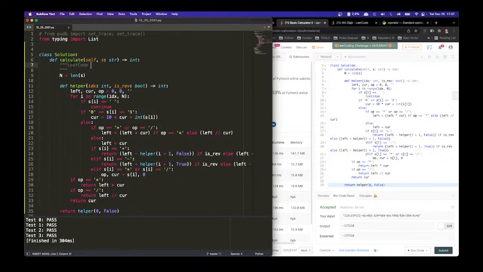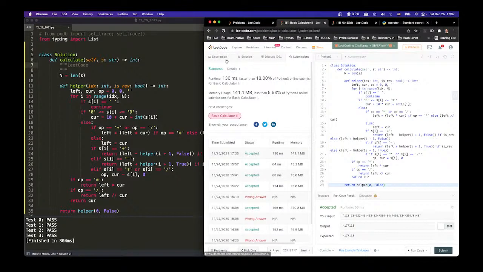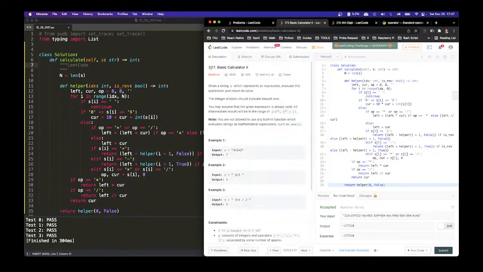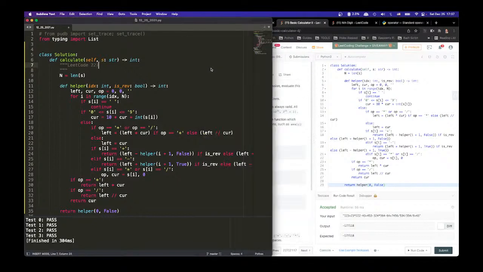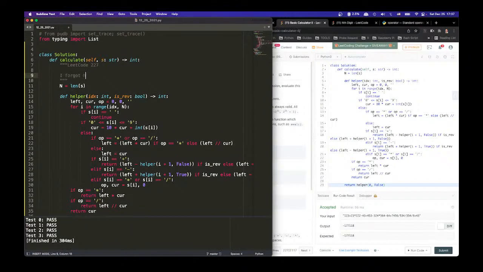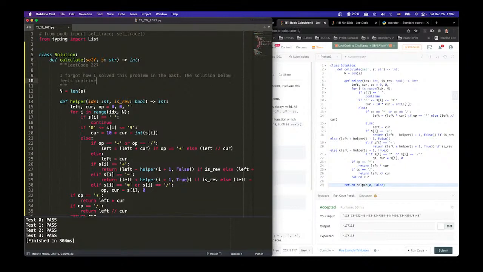This is LeetCode 221. I feel like I didn't improve because I forgot how I solved this problem in the past. The solution below feels contrived. Yeah, feels contrived.